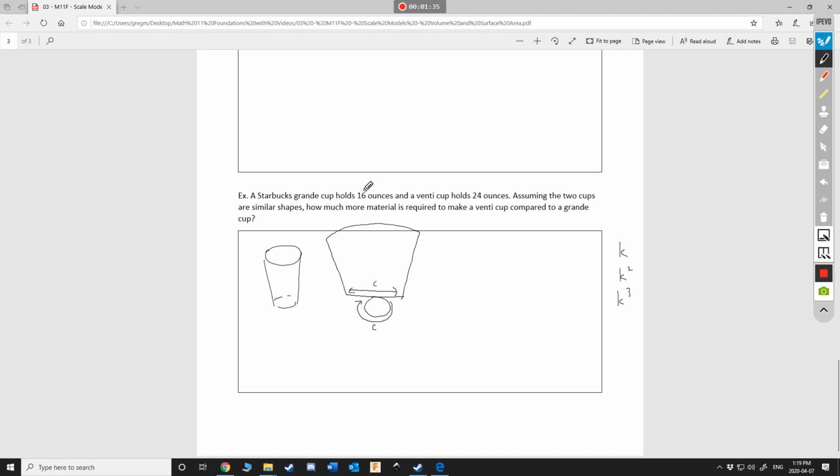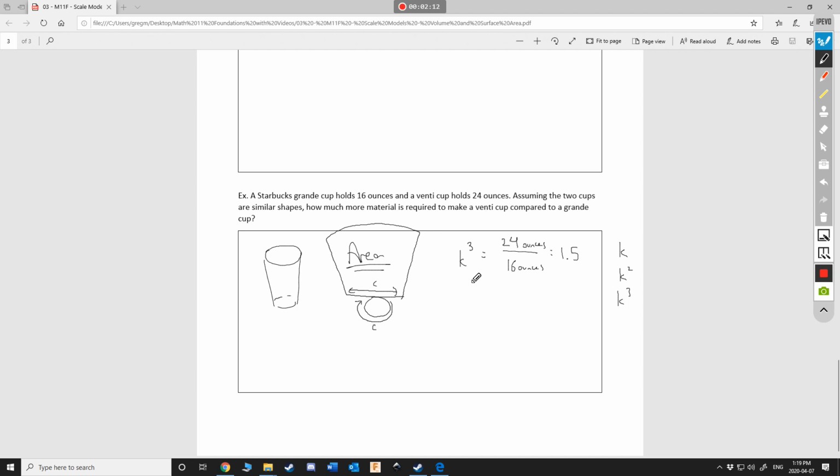We're given volume first, so we can solve for k cubed. k cubed is just comparing volumes. Going from 16 ounces to 24 ounces, you can see what the value is: 24 divided by 16 is 1.5. So k cubed is 1.5. But it's asking how much more material is required to make a venti cup. Material is area, so we need to find area. Basically, we need to get to k squared somehow.